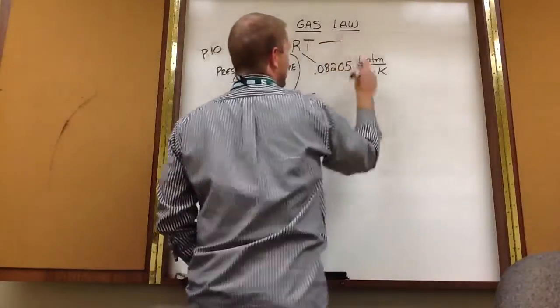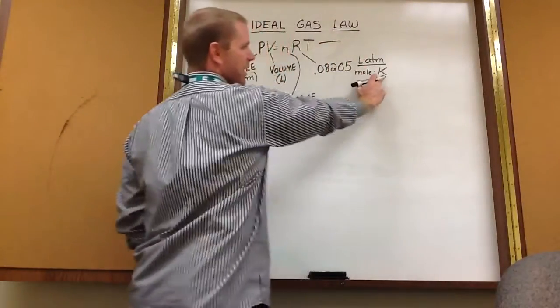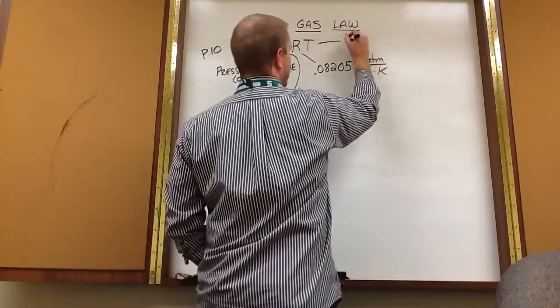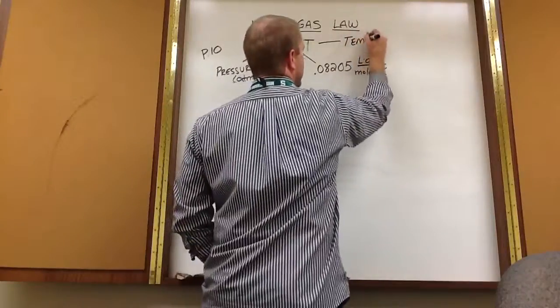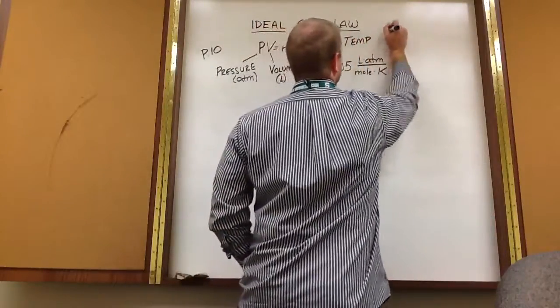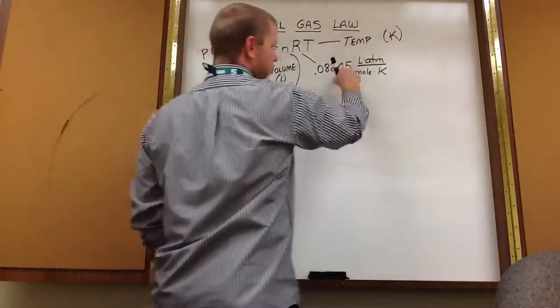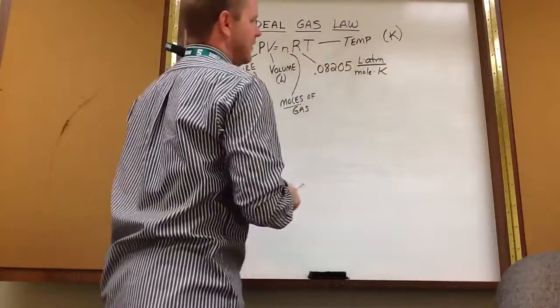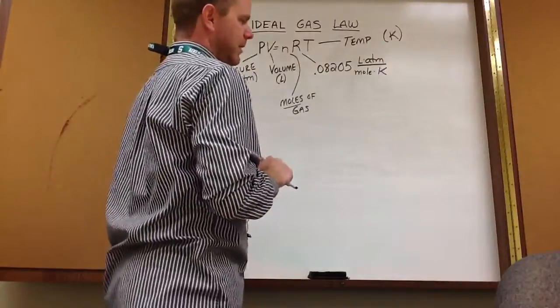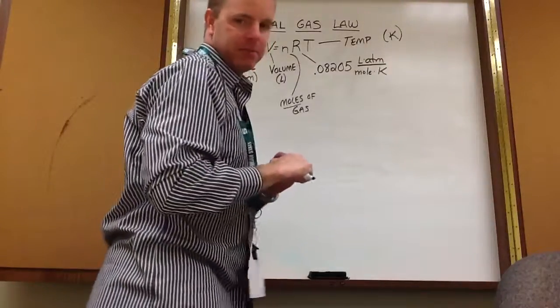And then the last thing, temperature. This is temperature, and it has to be in Kelvin. So we can use this 0.08205 liters ATMs per mole Kelvin. That's why it has to be that way.